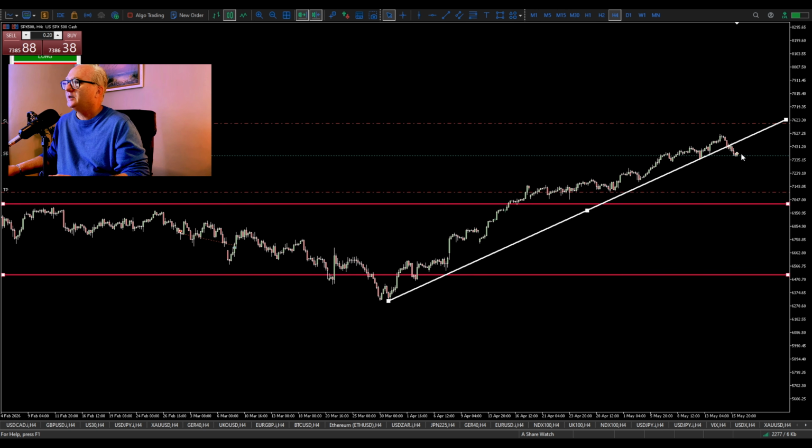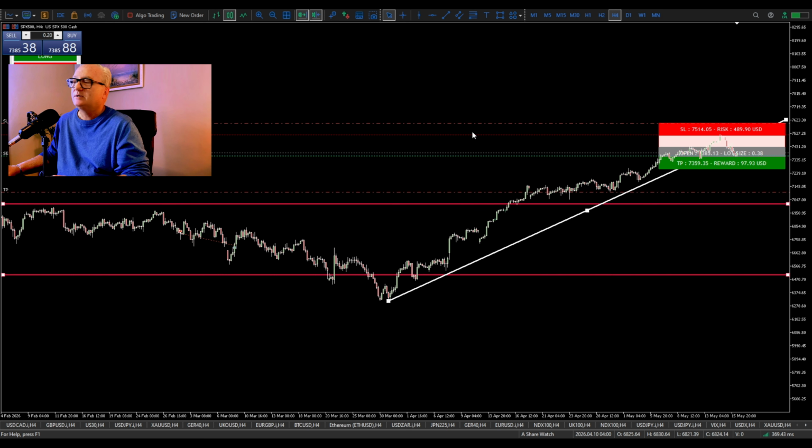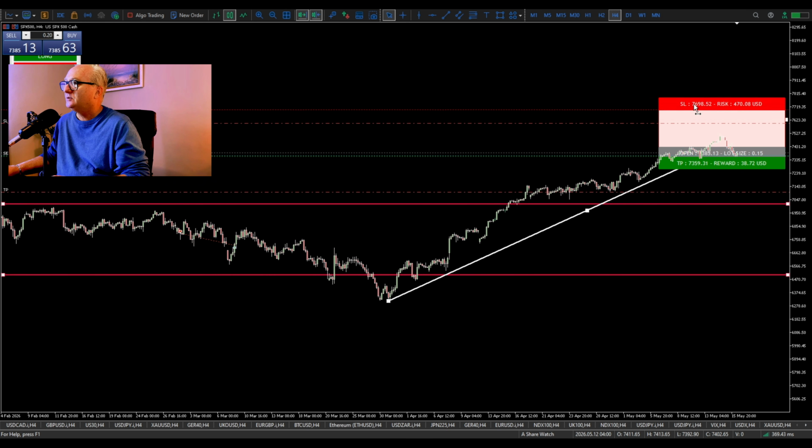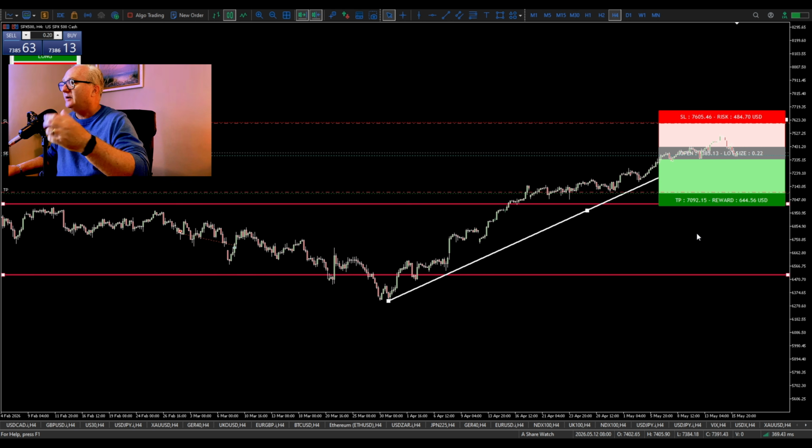So what I want to do here is take a short trade because it's broken through that trend support. The first thing I'll do is look at where I'm going to put my stop loss. I'm going to put it up here in an invalidation area. Where am I going to put my take profit? Down here in a take profit area. It's almost a one-to-one trade.